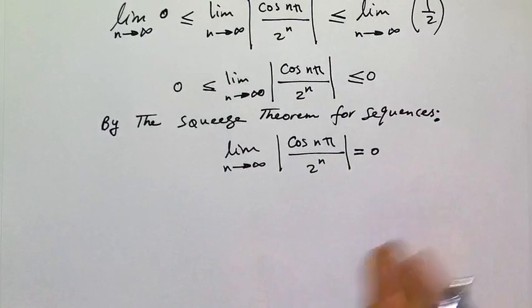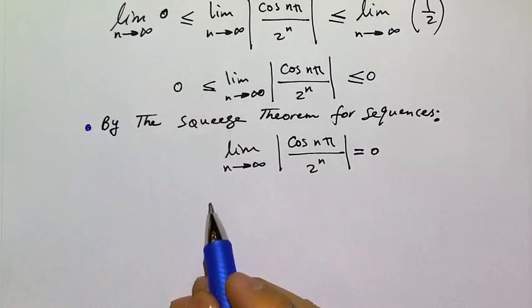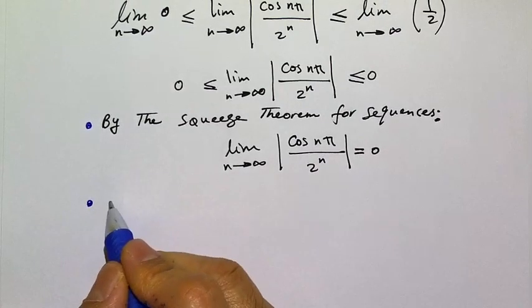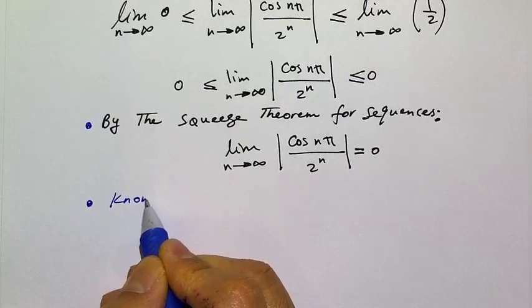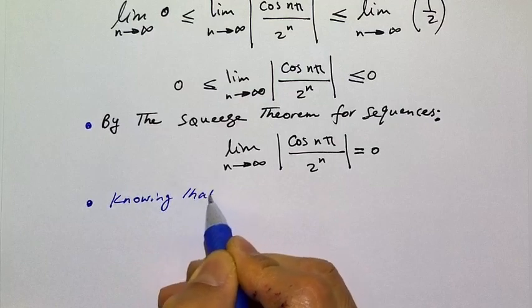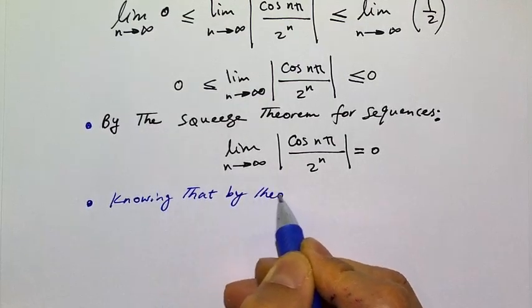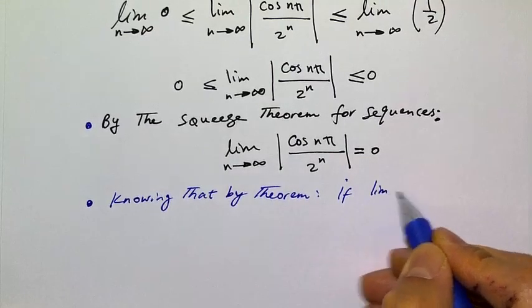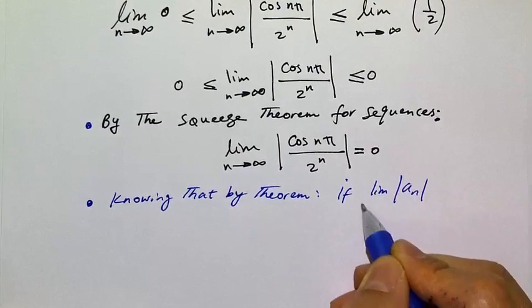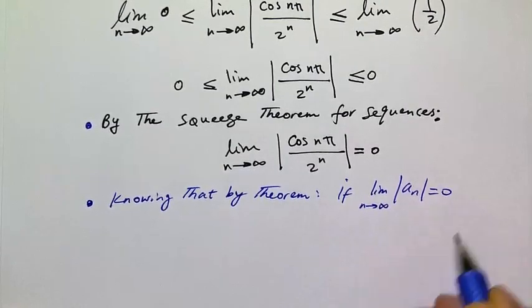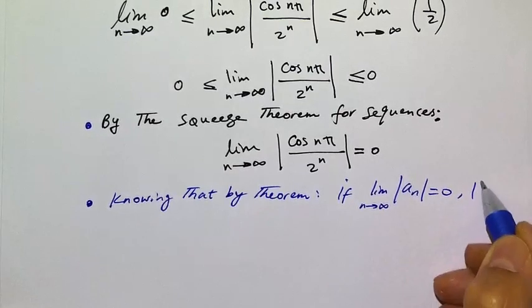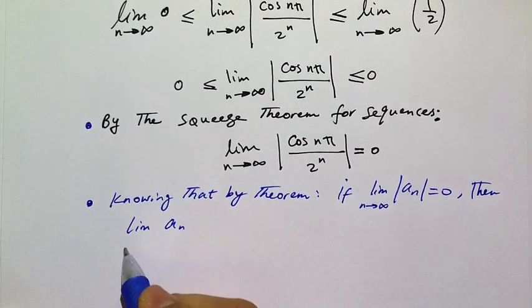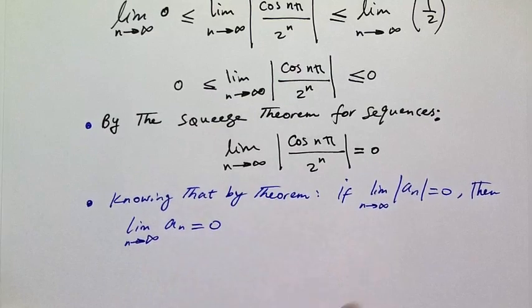I'm just going to make a note of that here, and also here, that knowing by theorem that if the limit of an absolute value of a sequence as n goes to infinity equals 0, then the limit of the sequence itself as n goes to infinity must be equal to 0 as well.